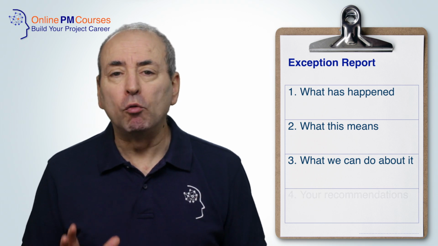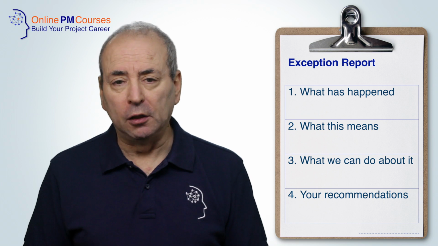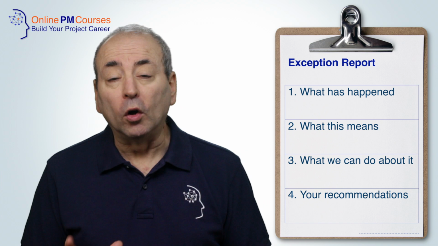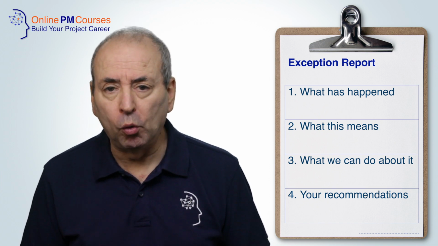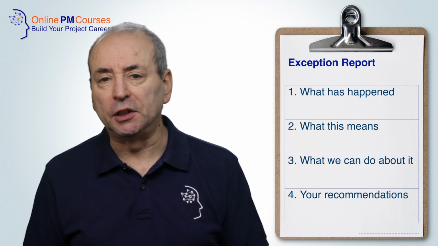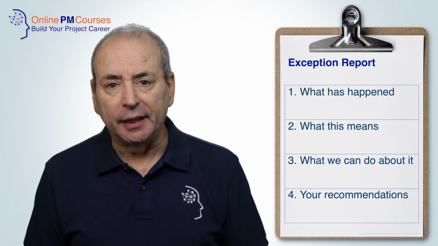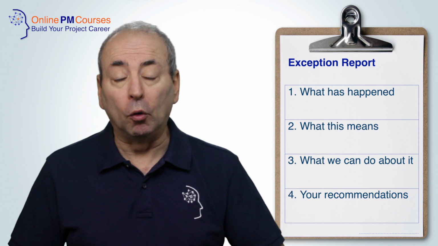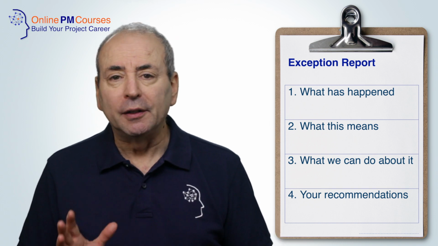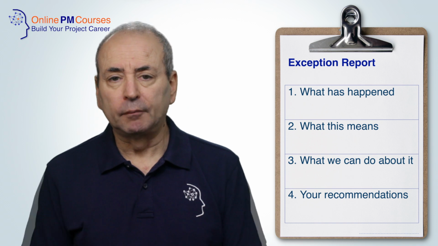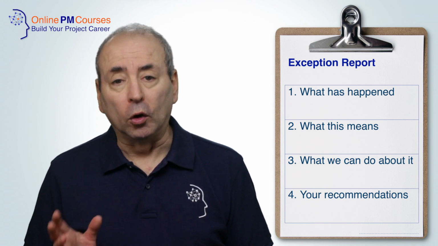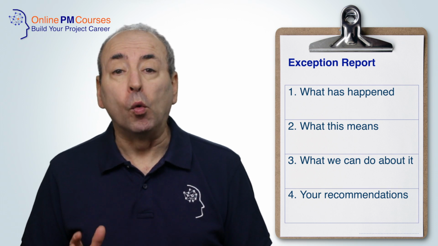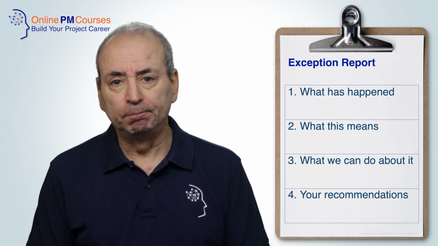And fourth is your recommendation. What option or combination of options do you propose to follow? What's the decision that you need to support you? And what are the resources you need? Because potentially your governance tier will need to authorise resources, either budget or people or equipment, to help you to fix the problem. So, in short form, what's happened, what it means, what you can do about it, and what you want to do about it.